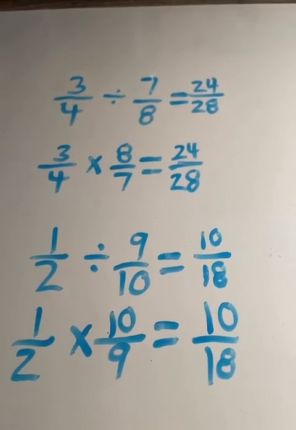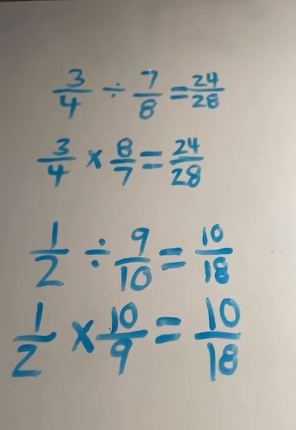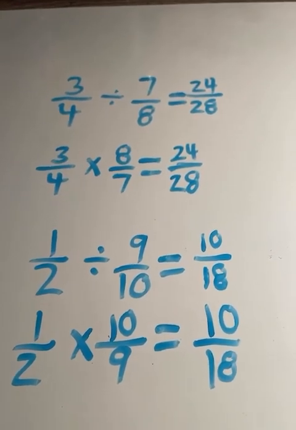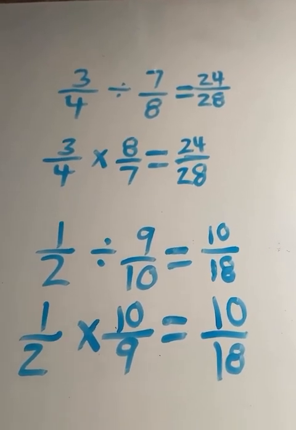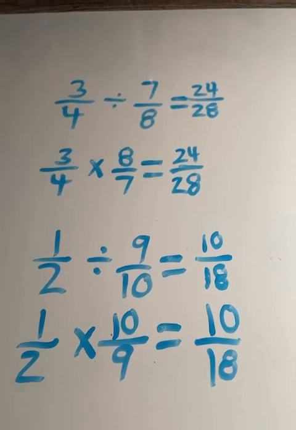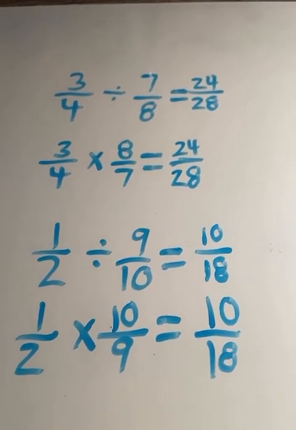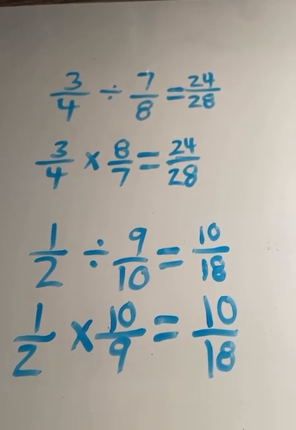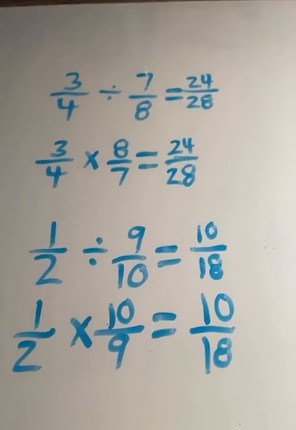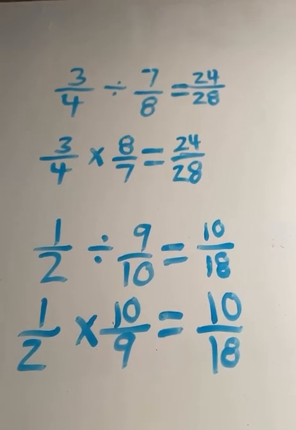At about the 23-minute and 5-second mark, if I don't get any response from the chat, I'll make the decision. But again, it's 1 in the chat for 3/4 divided by 7/8, 2 in the chat for 1/2 divided by 9/10. You're deciding which one you want me to reduce to lowest terms.